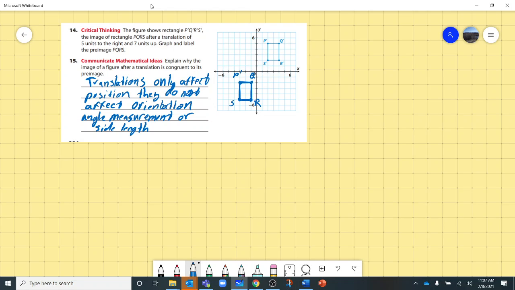And that's the key for this. If the side length were to change, then it would no longer be congruent. It might be proportional, but it would no longer be congruent. And so that's why translations, because they don't stretch it, they don't contract it or compress it, they don't change anything except the location. And so that's why our figures are always congruent after a translation.